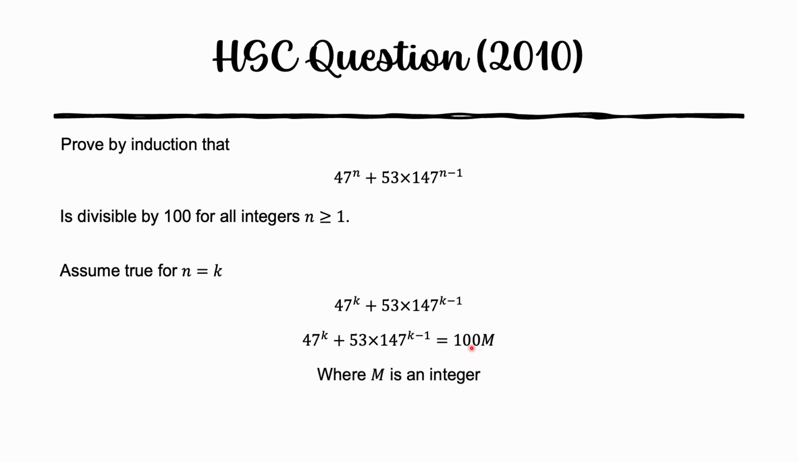So if m was 1, 100 times 1 is 100, still divisible, right? Same with 2. 100 times 2, 200. 200 is divisible by 100. So this is just assuming that it is possible.